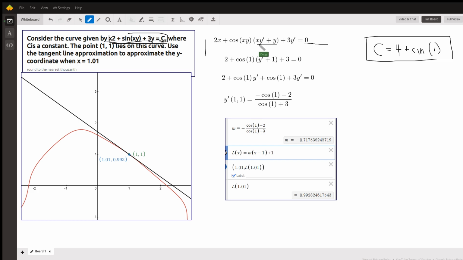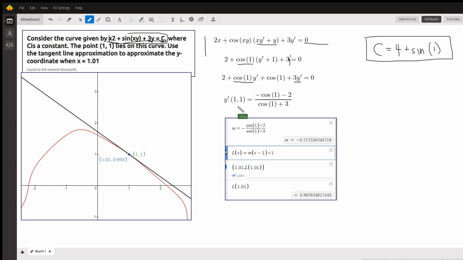Now, we could go through the steps to actually solve for y prime, but we really want the slope at the point where x equals 1 and y equals 1. So at this point, we can just plug 1 in for x, 1 in for y, and solve for y prime. There should have been a y prime right here, which I included in the next step, but forgot it on that one. Okay, so if we distribute this cosine of 1 and then isolate the y prime, this is what we get.